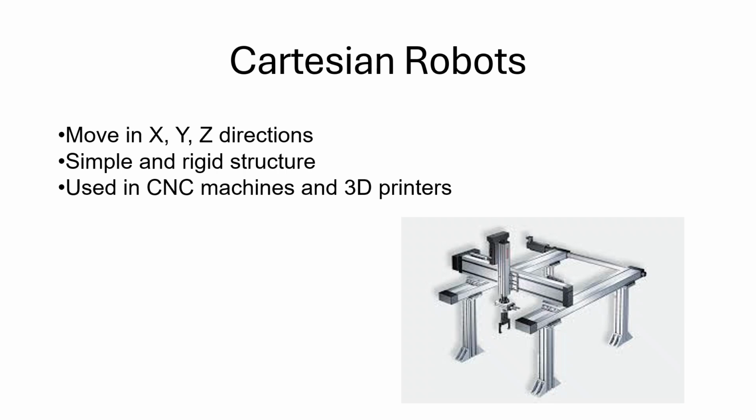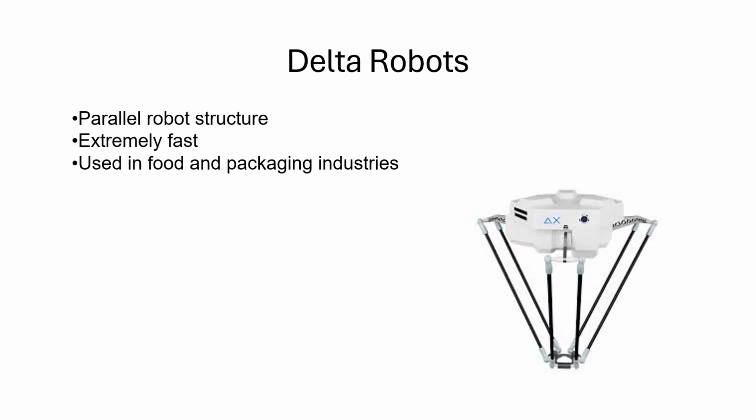Okay, Delta robots. Delta robots use a parallel linkage system. They are extremely fast and are commonly used in the packaging and food industry for rapid sorting and picking. You can easily recognize them by their spider-like appearance. This is a very accurate, high precision robot type.